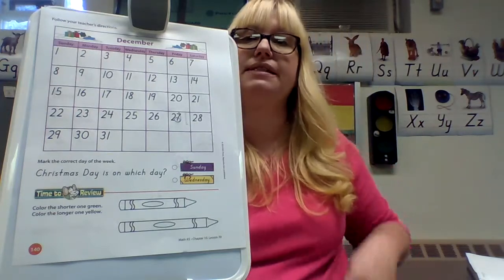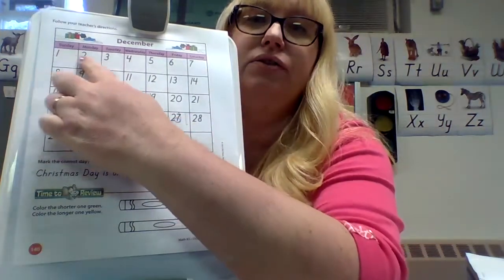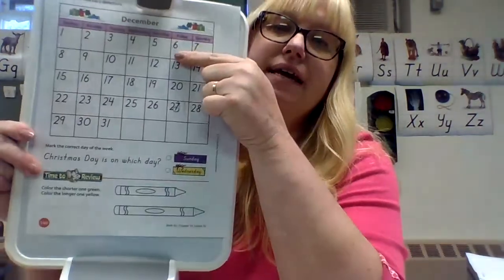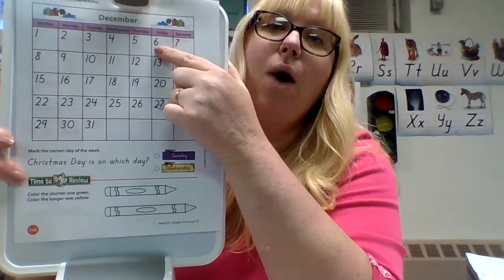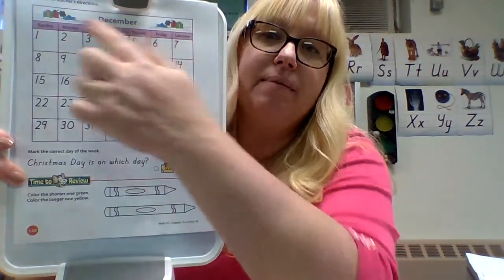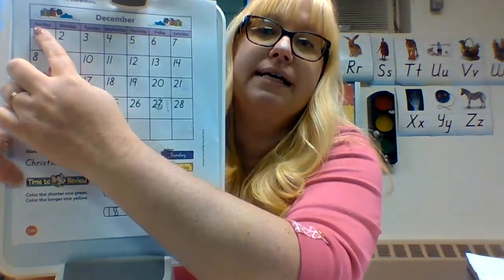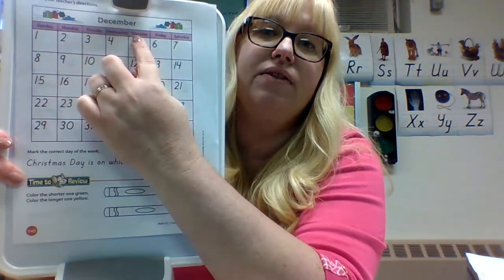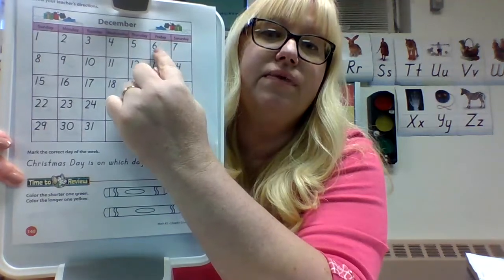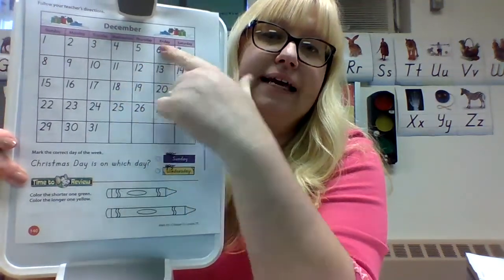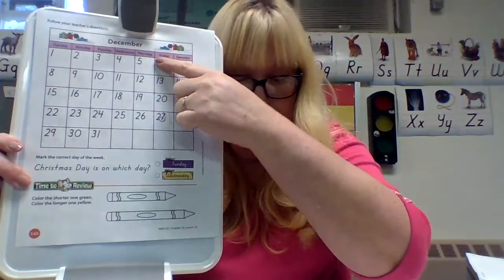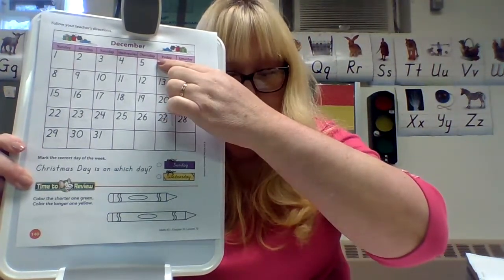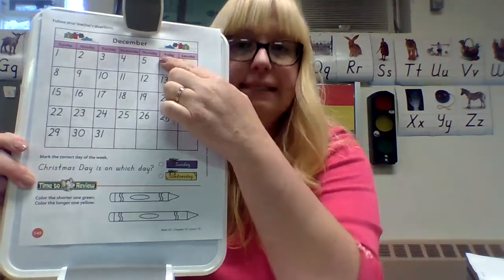So let's look for 6. 1, 2, 3, 4, 5, 6. You see the 6 there? All right, they want to know what day of the week. Remember how we see our days of the week up here. Sunday, Monday, Tuesday, Wednesday, Thursday. There's our 6. Friday. So December 6th is on a Friday. Color the box for Friday, December 6th, purple.